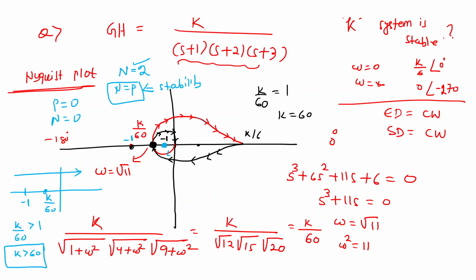So in this question, they are asking for what value of K the system is stable, so K should be greater than 60.